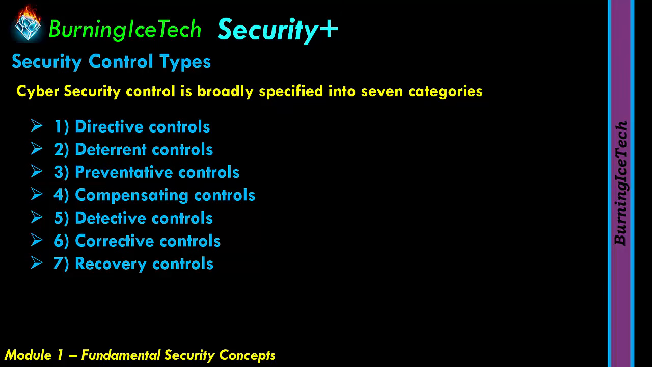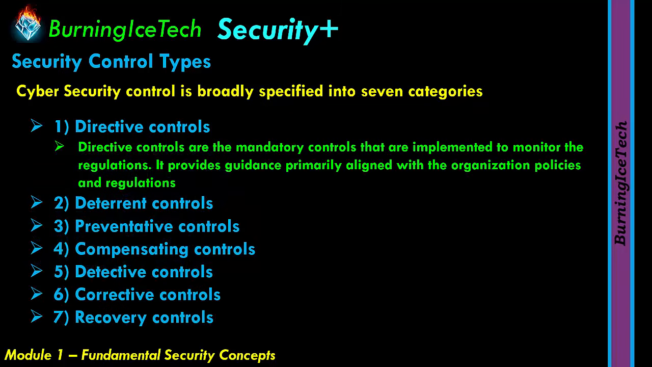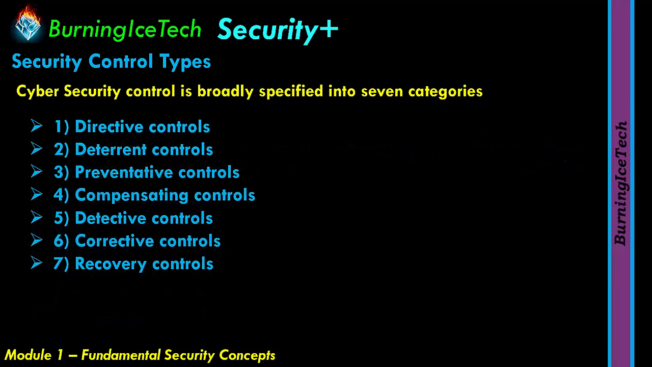So to repeat myself with directive controls, a little bit of a different description for you guys. Directive controls are the mandatory controls that are implemented to monitor the regulations. They provide guidance primarily aligned with the organization's policies and regulations. So that's what it is in a nutshell. And we're going to do this for each of these 7 that I've got for you guys.